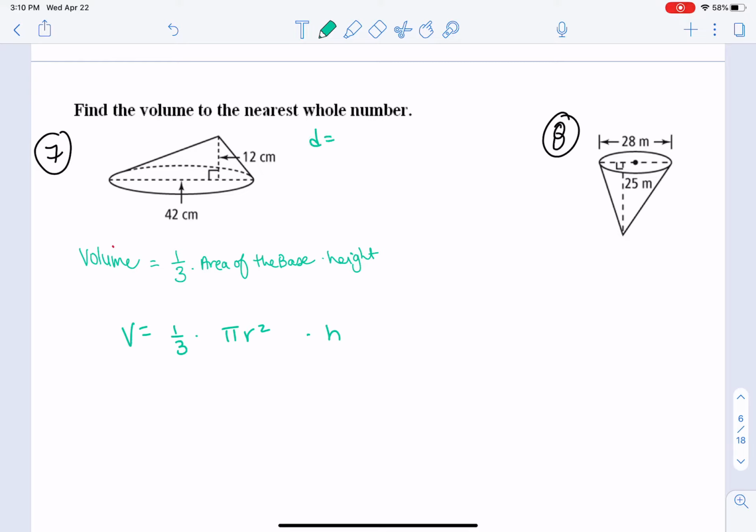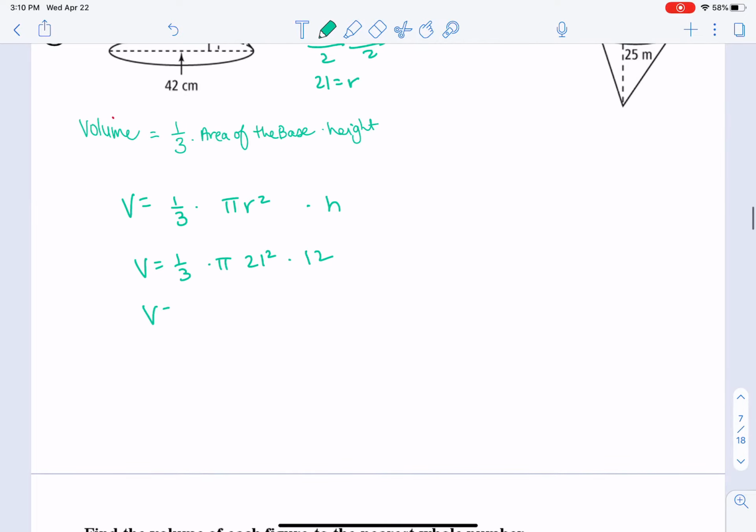If your diameter is 42, that means that your radius would have to be 21. So I'm going to go ahead and fill that in, and the height is 12. That gives me 21 squared is 441. So 441 times 12 is 5292. And if I divide that by 3, I get 1764 pi centimeters cubed.